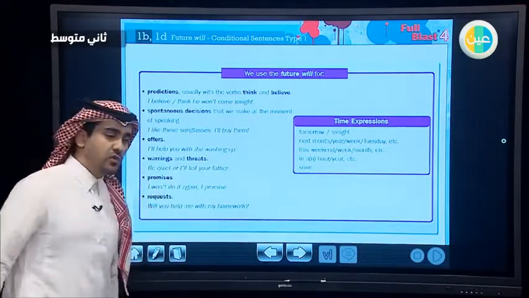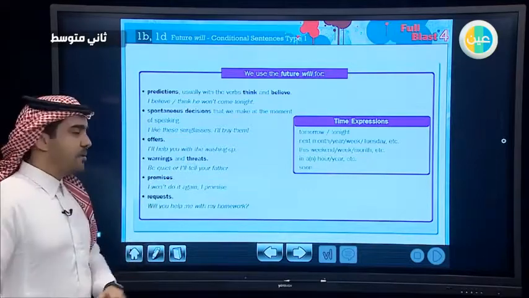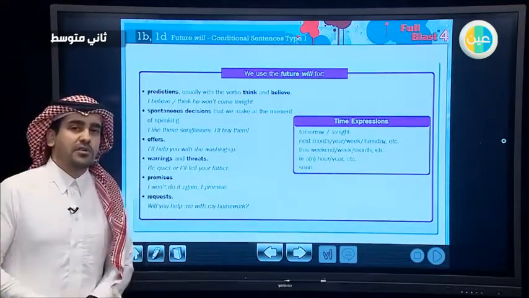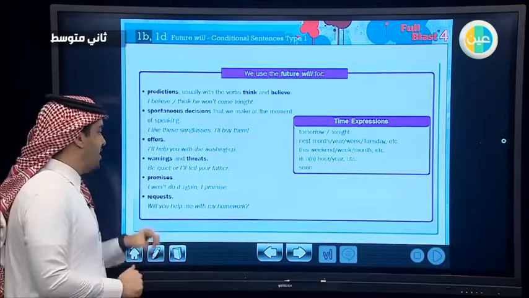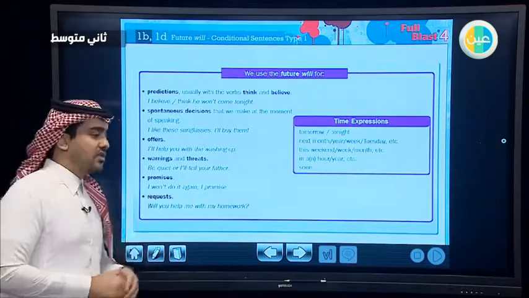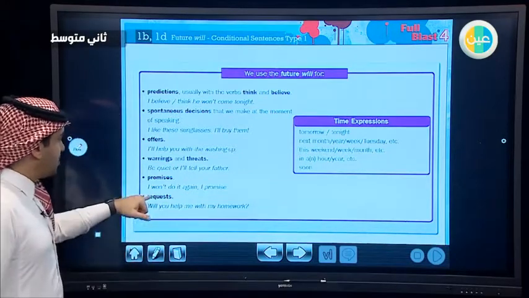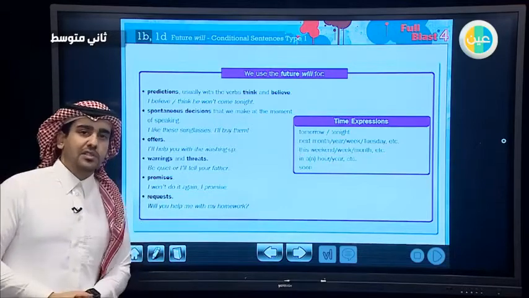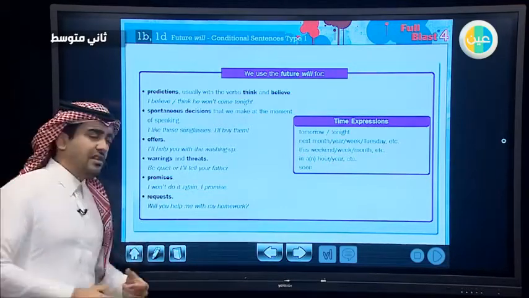Another use for future will is with promises. Promises. I won't do it again. I promise. I won't do it again. This is the short form of I will not do it again. Okay, so this is a promise. The next use of future with will is with requests. Okay, so requests.